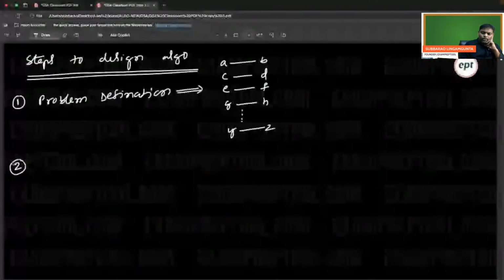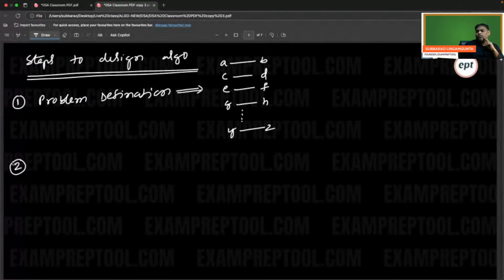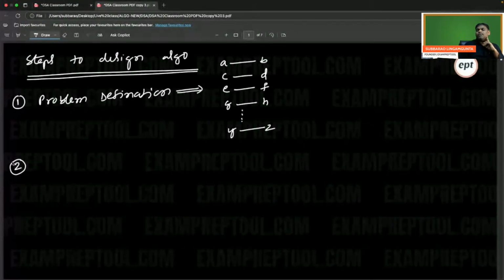Now, after the problem definition is clear, try to understand. There are so many steps. Remember, the steps differ from book to book. If you take a bigger company, they will follow so many steps.